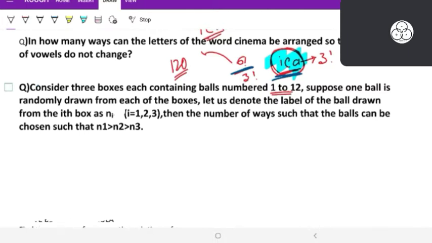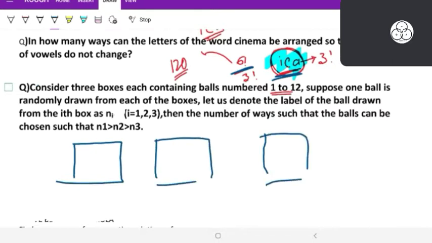Now, the number of ways such that the balls can be chosen. Just look at this. These are the three boxes. How many balls are there in the first box? 12. Now one ball is chosen among the 12. We can't choose that ball. We can't choose that ball. So here we are having 11 different options. And for here we are having 10 different options. Now we will simply multiply them.